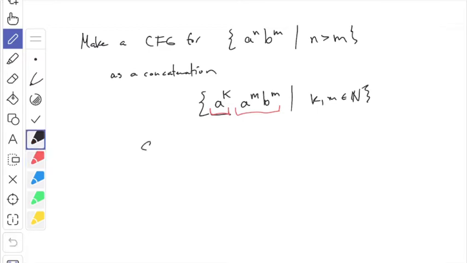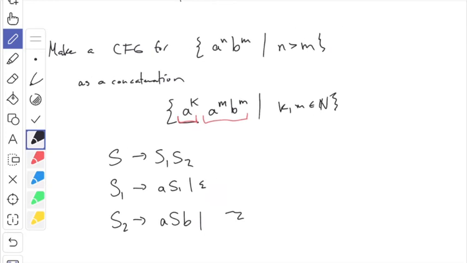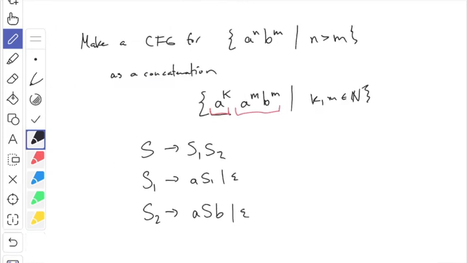Your grammar this time will be, first of all, a concatenation, so S goes to S1 followed by S2. And then S1 is just A to the K, so that's A S1, or epsilon. And then S2 is the balanced A's and B's, which is A S B, or epsilon. Actually, A S2 B, yes, thank you. You don't want to go all the way back to S. That'll mess it up.